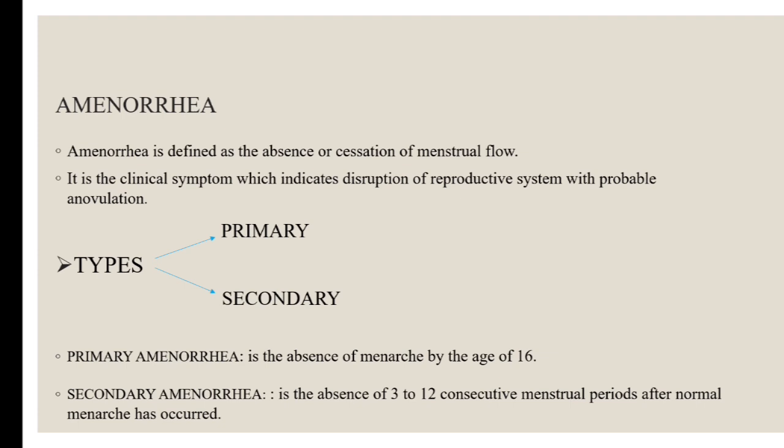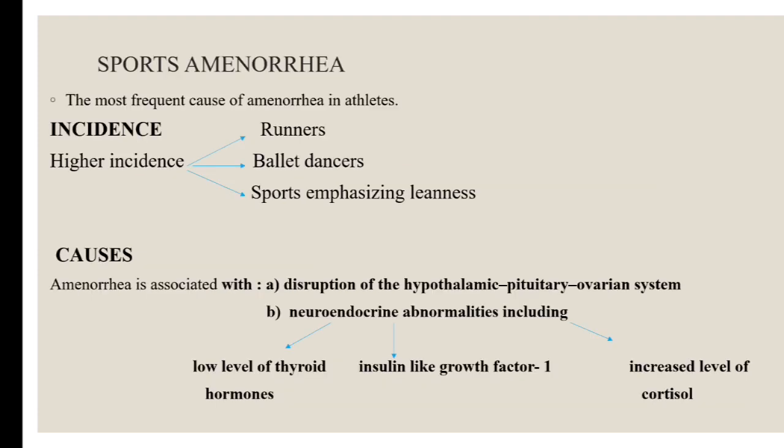Primary amenorrhea is the absence of menarche by the age of 16, and secondary is the absence of 3 to 12 consecutive menstrual periods after normal menarche has occurred. Sports amenorrhea is the most frequent cause of amenorrhea in athletes, and its incidence is higher in runners, in ballet dancers, and in sports emphasizing leanness.